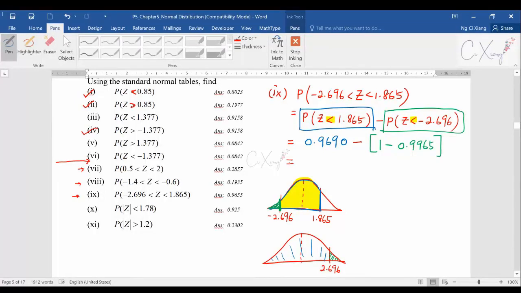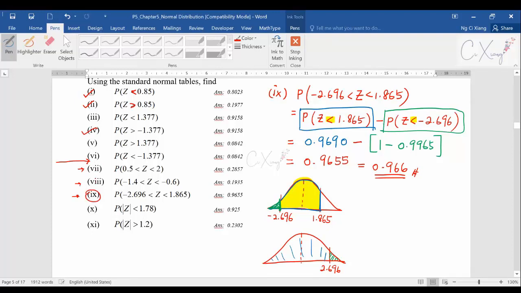So 0.9965 minus 1, plus. If I'm not mistaken, you should get 0.9655. If you want it to be safe, you can change it to 0.966, which is the three significant figures answer, a bigger answer. So this is what you have for part number 9.